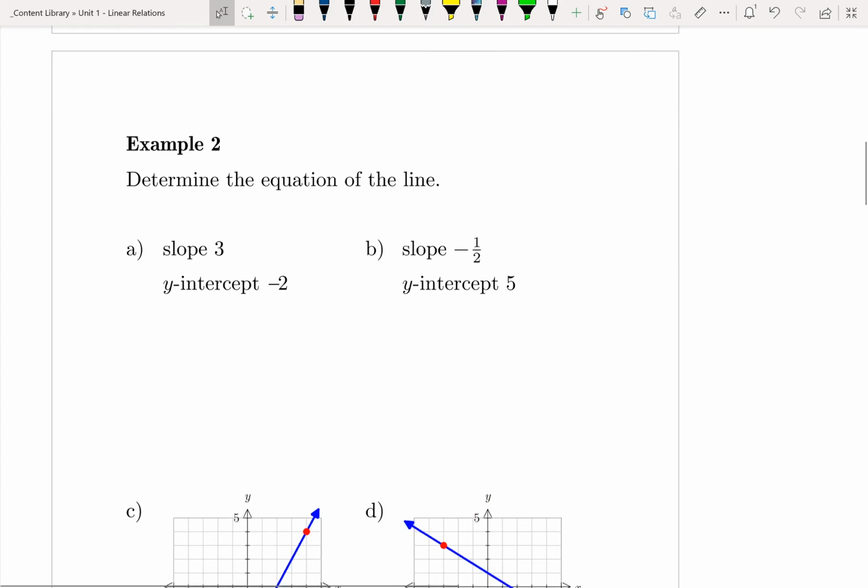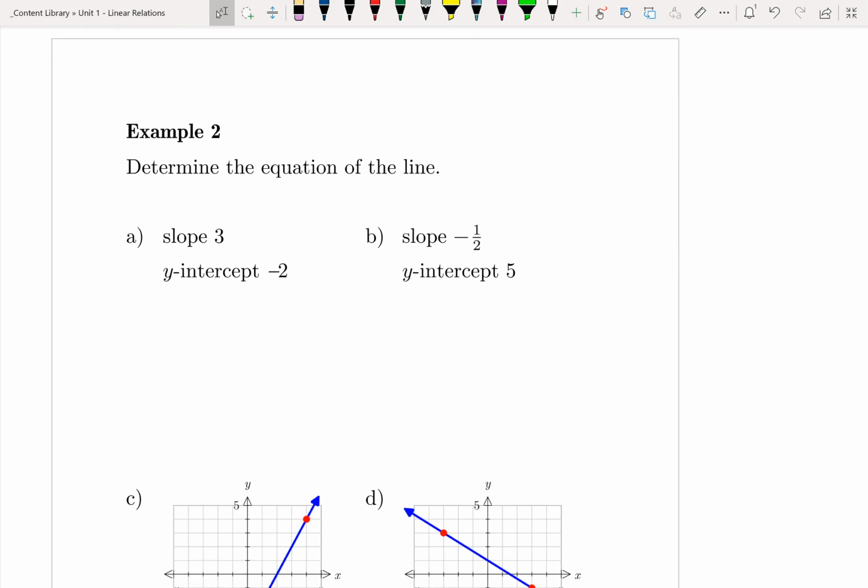In example 2, I'm working backwards, right? So now I want to come up with my equation. Again, y equals mx plus b. The m value, again, is your slope, and the b value is your y-intercept. I'm working backwards this time to put the pieces together to come up with an equation. So I'm going to have y equals something x and then plus something else.